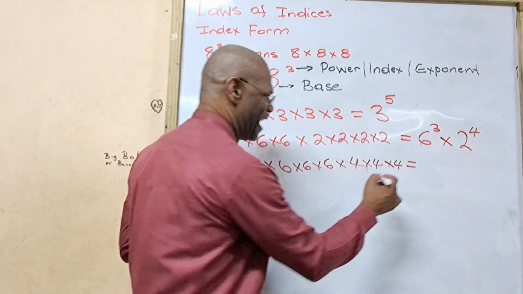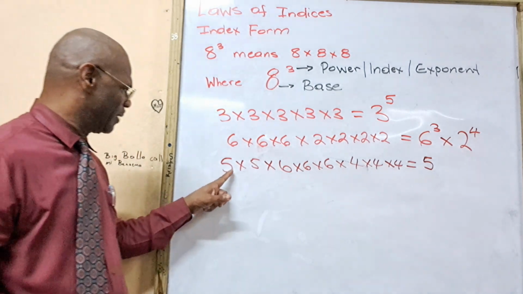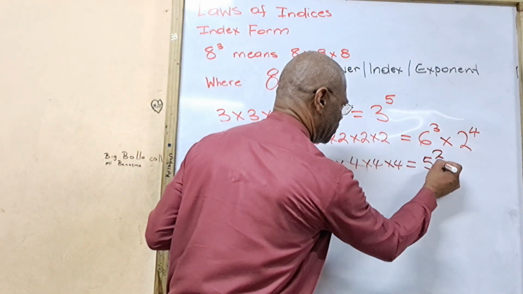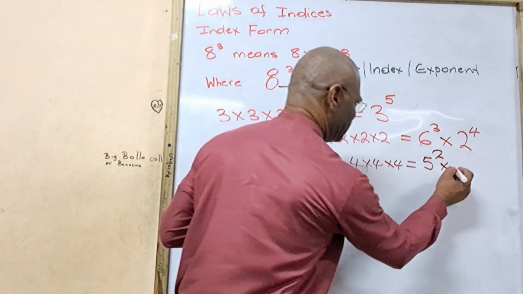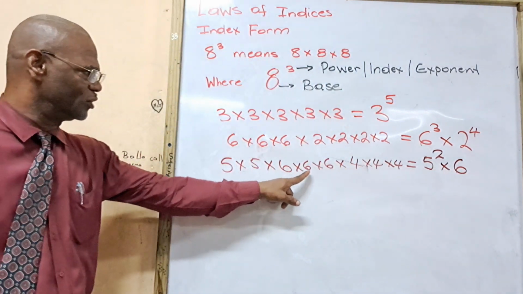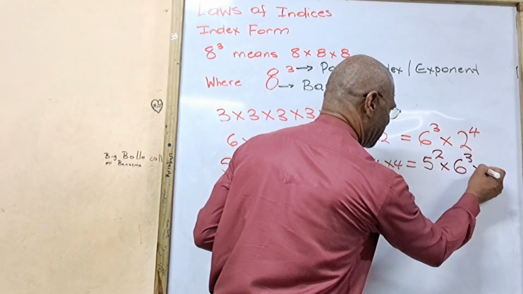So let's take 5 as one of our bases. How many times do we have 5 there? Let's count them. 1, 2. So the 5 is raised to the power of 2. We have 6 as one of our bases. So we do 6. And we have 6 occurring how many times? 1, 2, 3. Alright? That's to the power of 3.